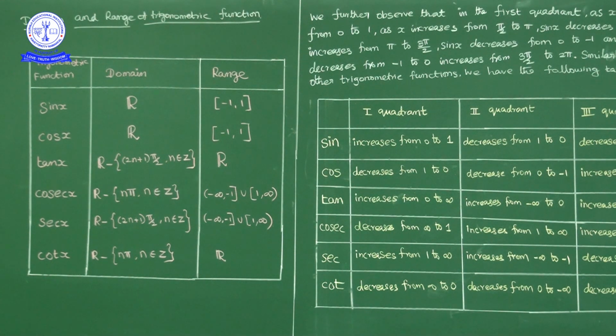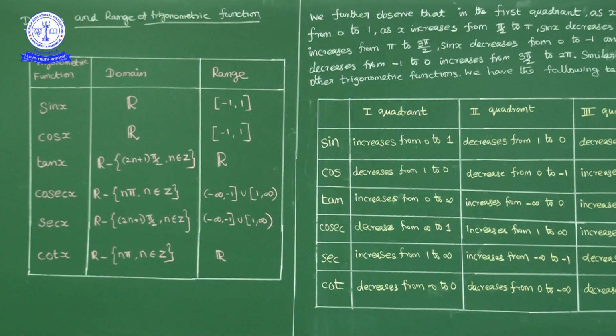So cosecant x's domain is what? All real numbers except integral multiples of pi. The domain of cosecant x is all real numbers minus n pi, where n is any integer. Means the cosecant x domain is all real numbers except integral multiples of pi.